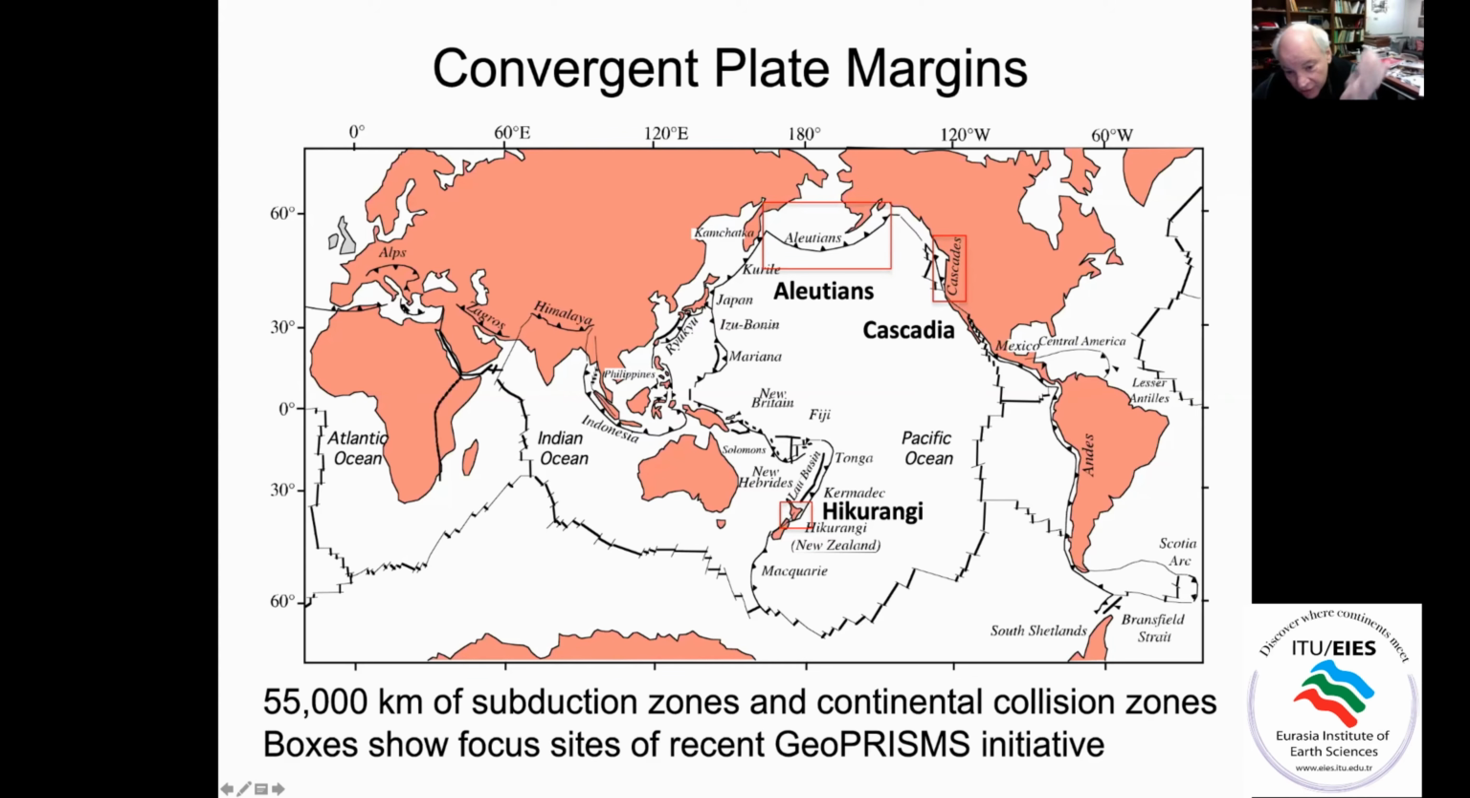And then collision zones are just a kind of convergent plate margin. I mean, they're quite different because the deepest points in the earth are in trenches and the highest points in the earth are in collisional mountains, but they're related.